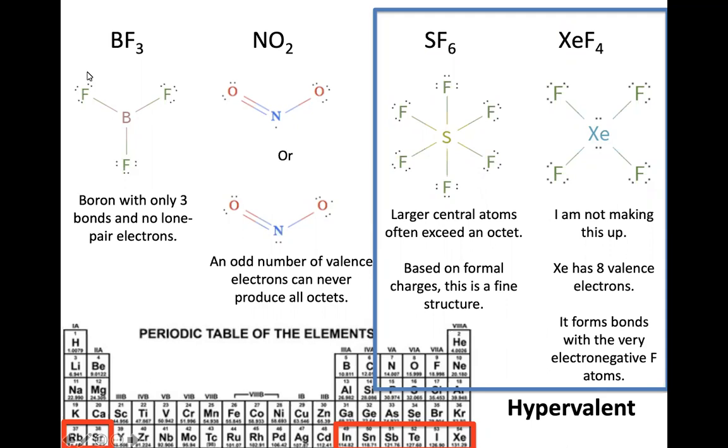In boron, that's our classic example of we don't reach octets with that. So these are all in the section then of what does it mean to not be consistent with the octet rule.